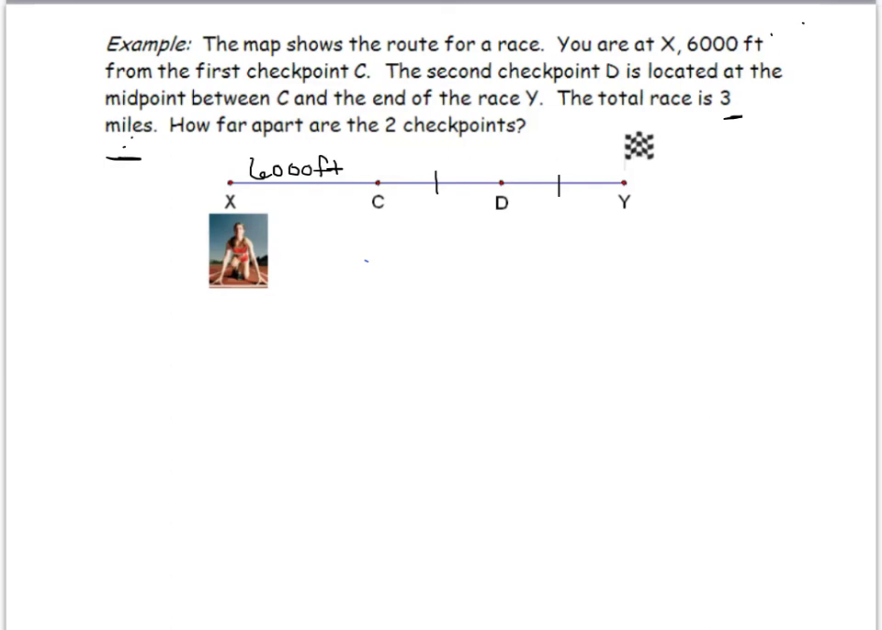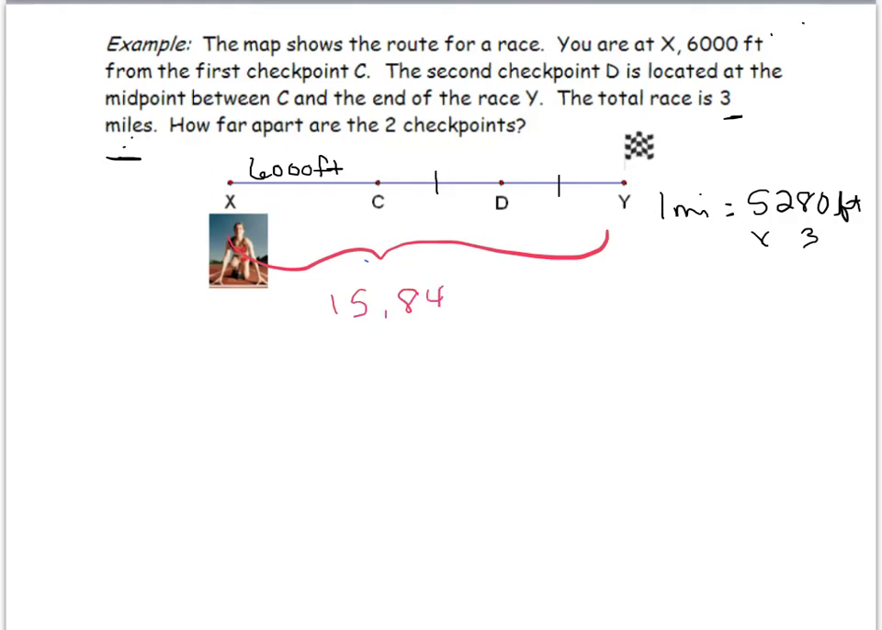My first question to you is how many feet are in 1 mile? And you should know that 1 mile is 5,280 feet. Okay, so to figure out the length of the total race, we're going to have to multiply that by 3. That makes our total distance from X to Y 15,840 feet.